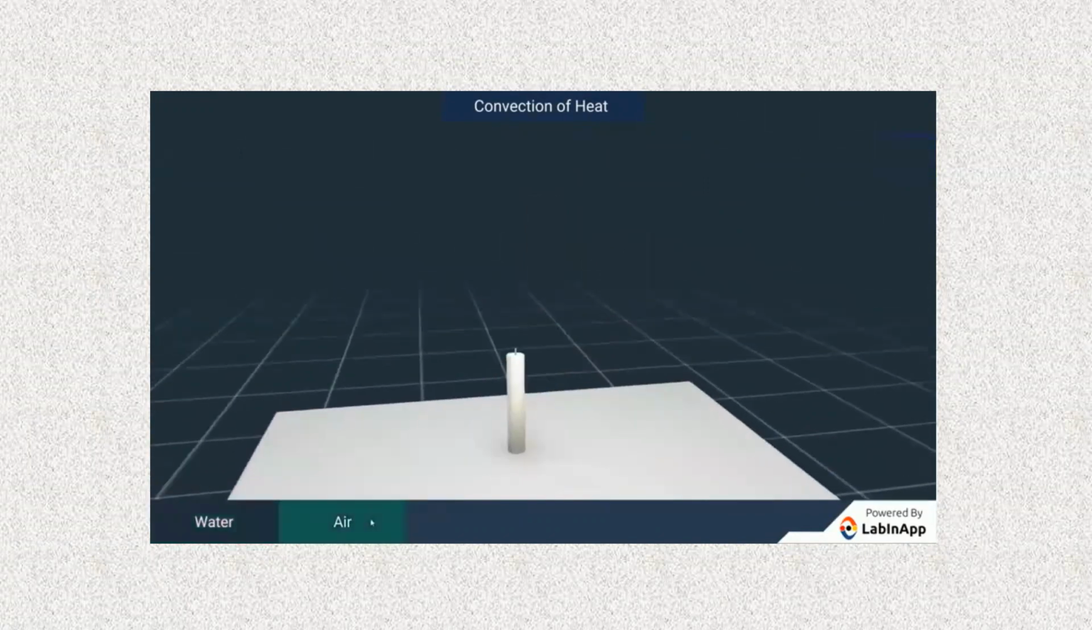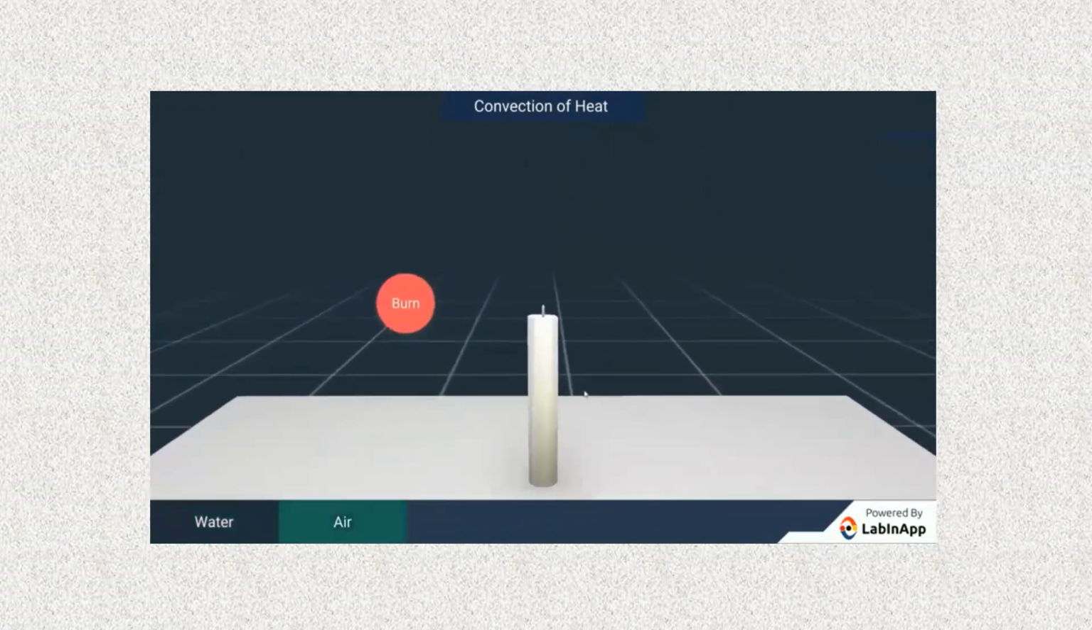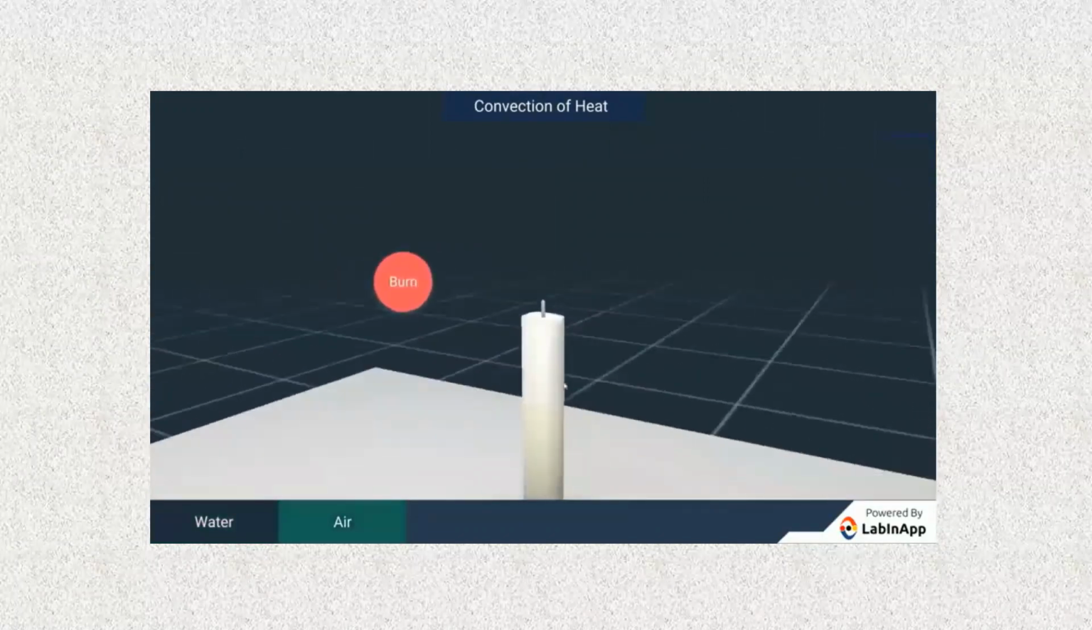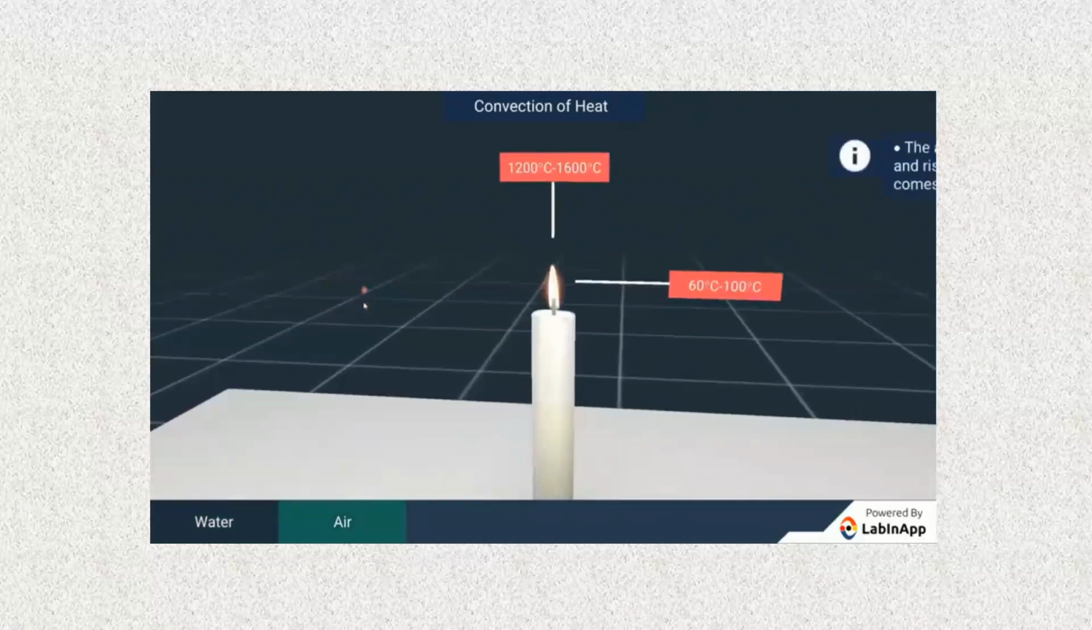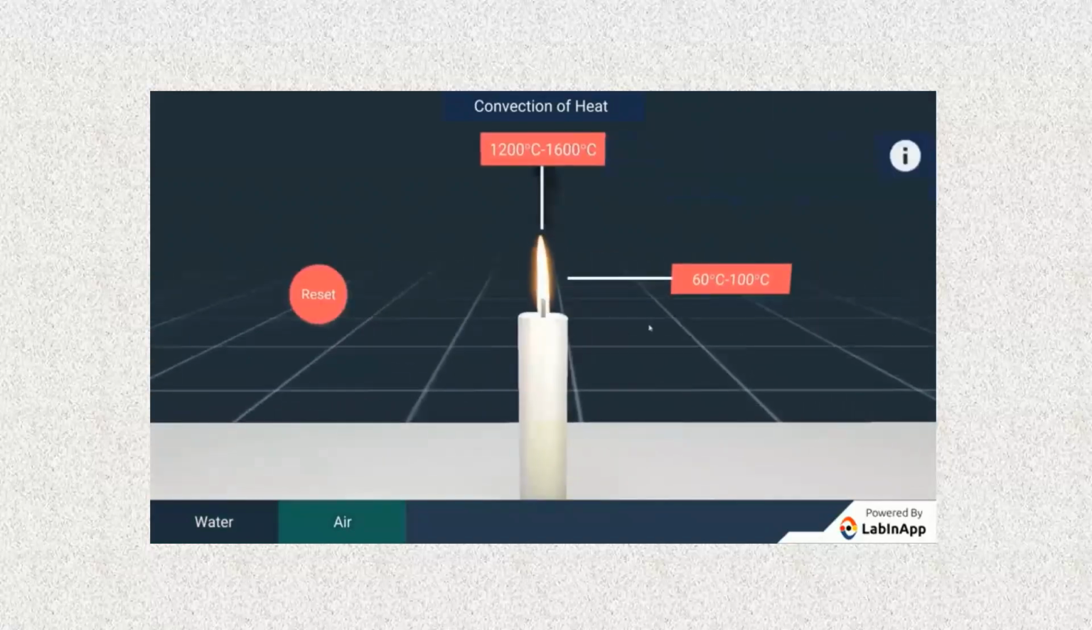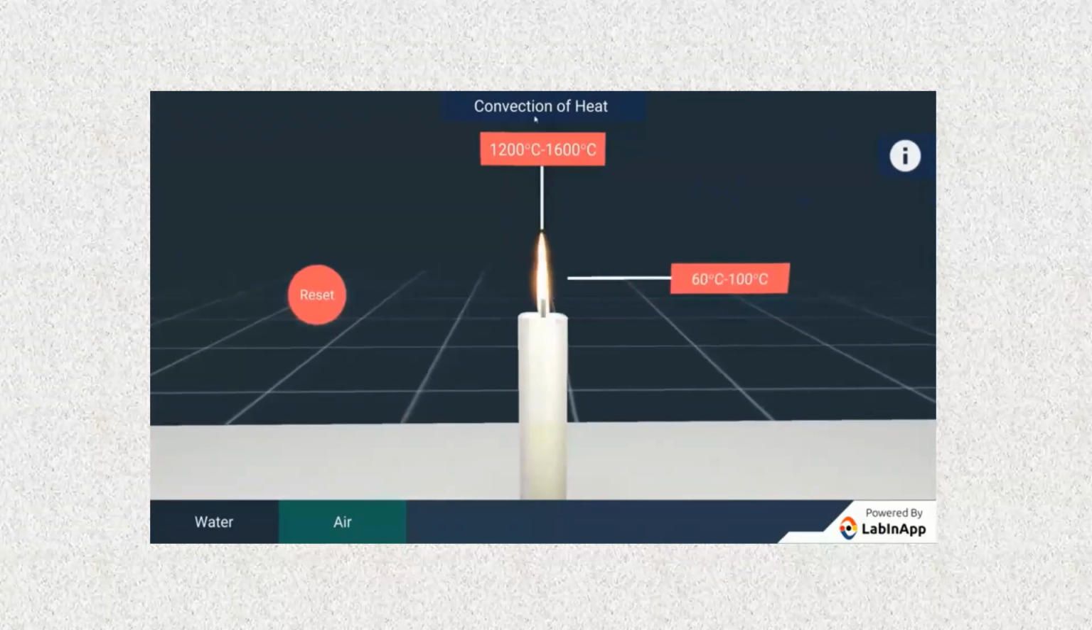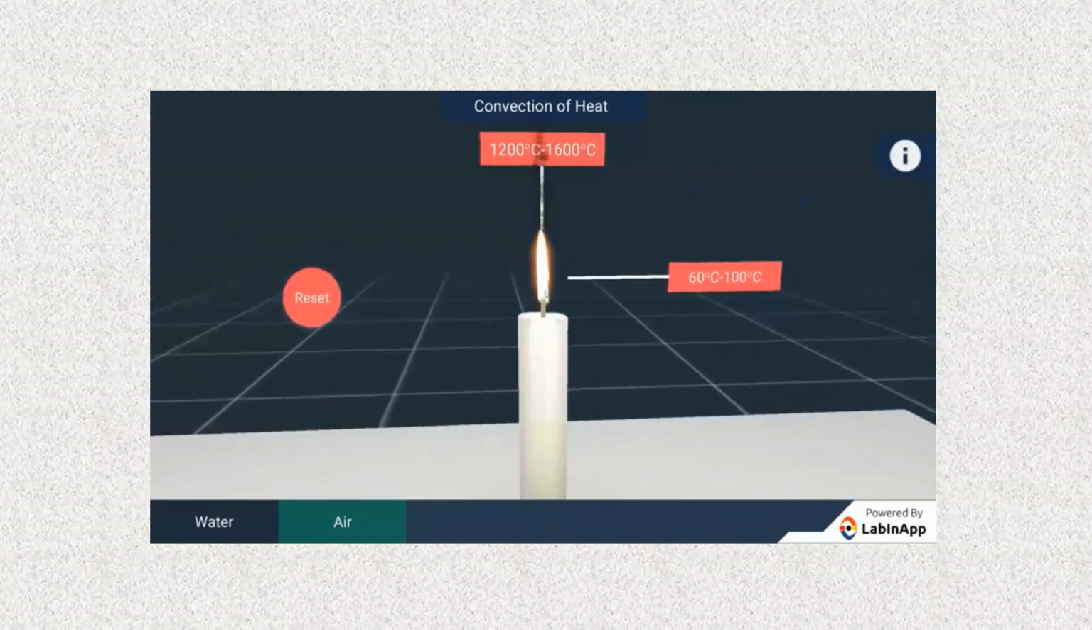How does heat travel in air? In which direction does the smoke go? Observe the burning candle. We can see that the air near the heat source gets hot and rises. The air from the sides comes in to take its place. In this way, the air gets heated.